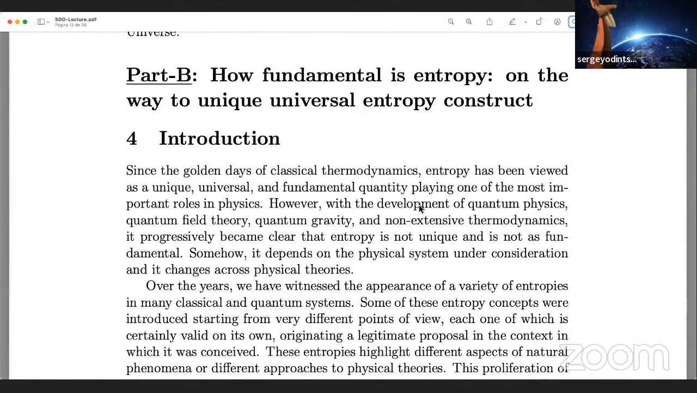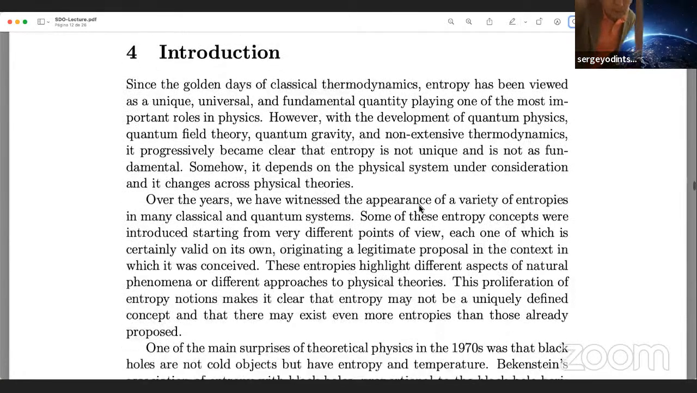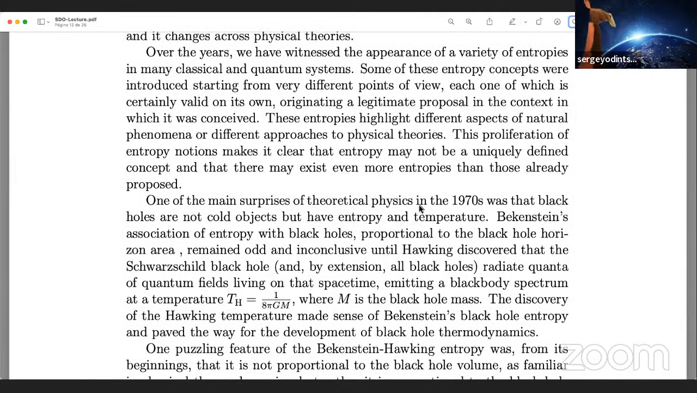I will talk about entropy from the point of view of black hole. So, in theoretical physics in the 70s, one of the most important discoveries was that black holes are not cold objects, but they have entropy and temperature. Okay? So, in the 70s, Bekenstein proposed that black holes may have entropy, and the entropy should be assigned to describe it.